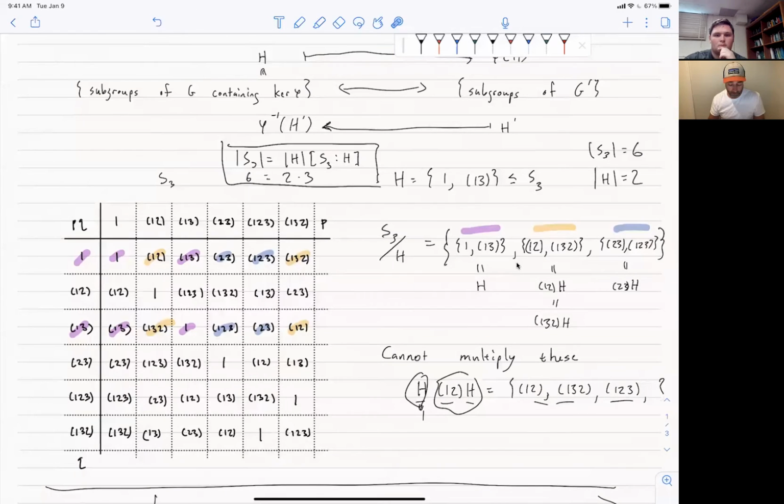I just wanted to add that in because Matt had asked about left cosets. I hope that helped clarify things a little bit.